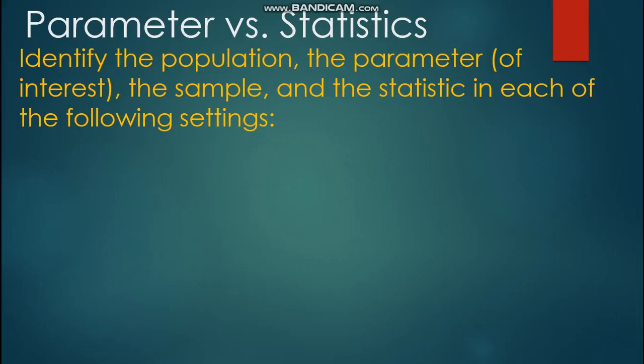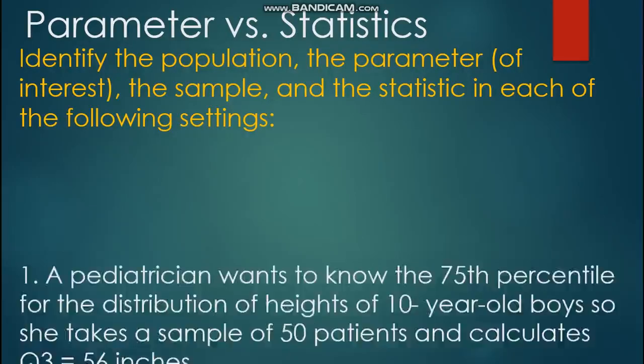settings. When we say population, it is a complete collection of individuals to be studied. When we say sample, it's just a subset of the population. And when we say parameter, it is a numerical measurement that we obtain from the population, while statistics is a numerical measurement that describes the sample. Okay. So I have here example number one.